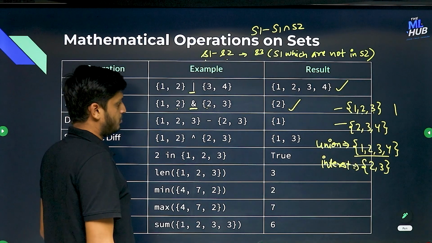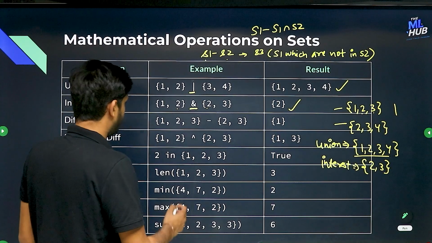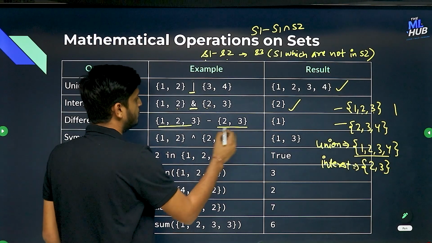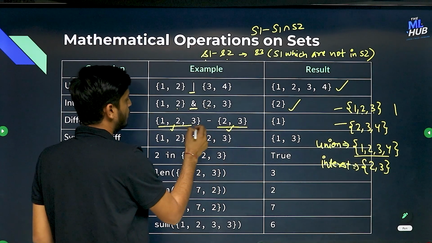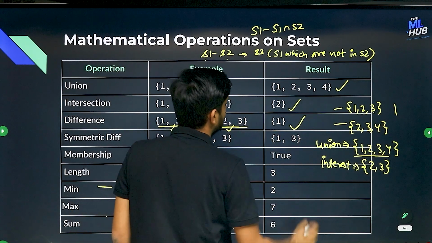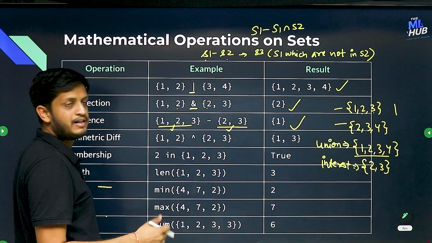Cool. So if you do the difference between these two, it will contain all the elements in the first set which are not there in the second set. So 2 and 3 will not be there, only 1 will be the output. This is how you can calculate set difference.